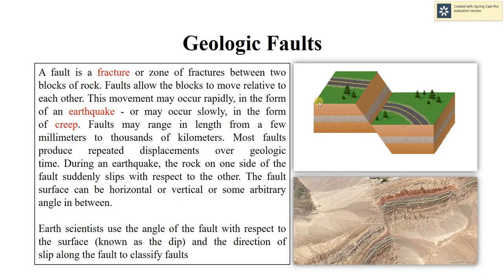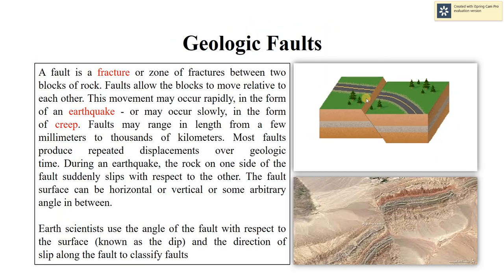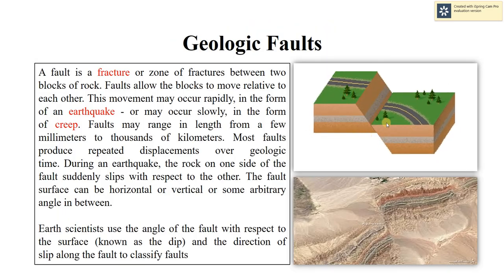Faults allow the blocks to move relative to each other. You will always see these blocks have moved relative to each other. This can happen because of an earthquake or a form of creep. Creep means that because of some disturbance, it slid down. And faults may range in length up to thousands of kilometers. Over here we see a big landscape, and in this landscape we see this fault, which is a different kind of fault. We'll also study some mechanics over here.